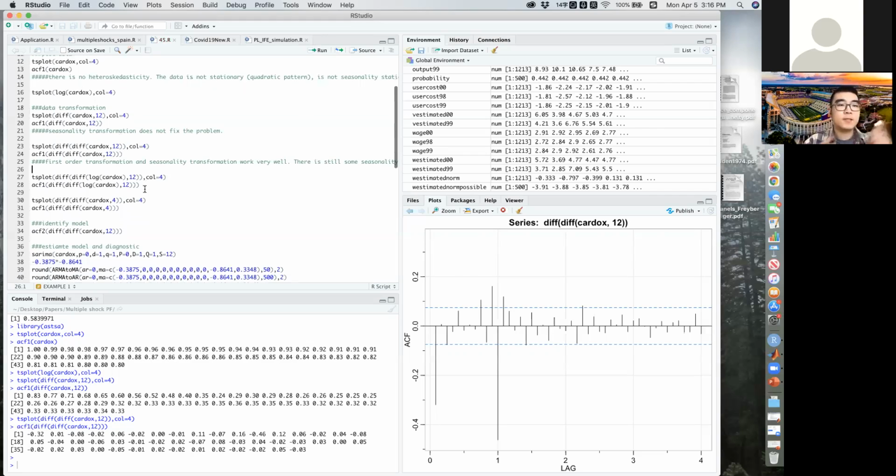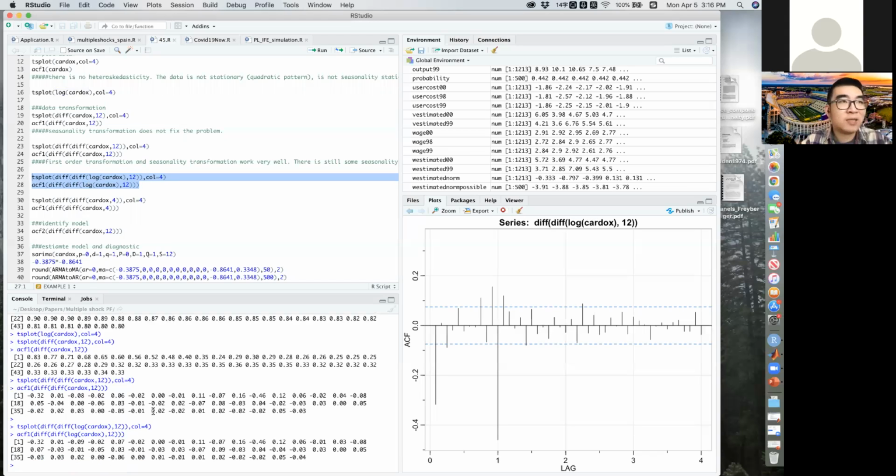Okay. So to verify that we do a good job, let's check what happens if we transform this carbon dioxide series by taking the log. Let's do the same thing: we take the regular difference, we take the seasonal difference, and we take the log of the time series. That's the ACF plot we got if we do these three transformations together.